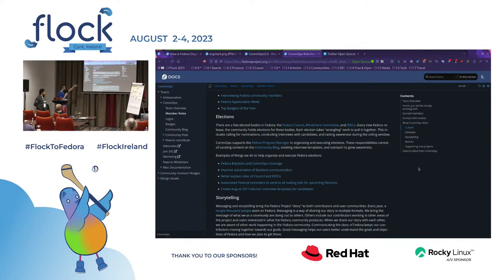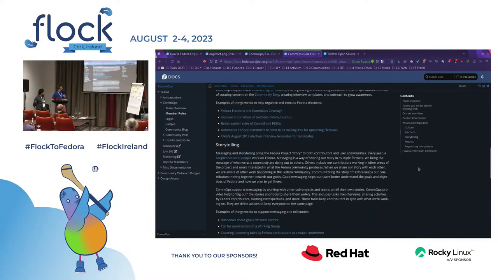But anyway, we would help do some of the coverage. So we'd be doing interviews with folks, helping collect those interviews and publishing them on the community blog, doing the infrastructure plumbing for the elections app, and also trying to do automation for the calendar so everyone's aware: here are the deadlines, here are the expectations of what's going to happen.